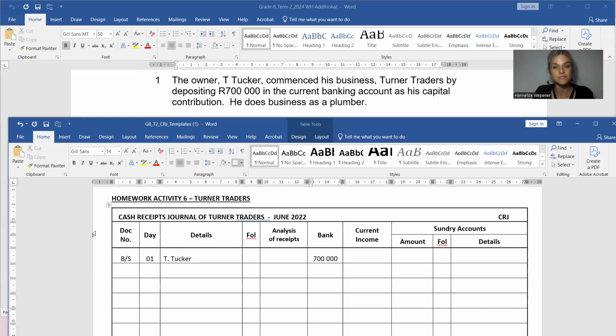The reason why we receive this money is because of the capital that the owner contributed. So it's not services rendered, it is something else, and that something else is capital. Please note the account name is capital. So if you add anything to the word capital, your answer will be wrong. Only capital. And then the fact that they are telling you he does business as a plumber means that whenever you now see services related to a plumbing business, that will be your services rendered, in other words, your current income.